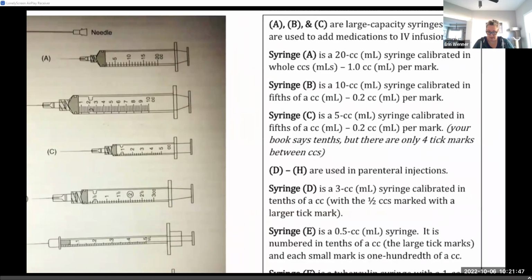They're considered large capacity syringes that are used to add medications to IV infusions. Syringe A is a 20 cc syringe calibrated in whole cc's. Syringe B is a 10 cc syringe, and syringe C is a 5 cc. Your book says that the marks are considered tenths, but there are only 4 tick marks between cc's, and so therefore it's calibrated in fifths of a cc, or 0.2 cc's per mark.